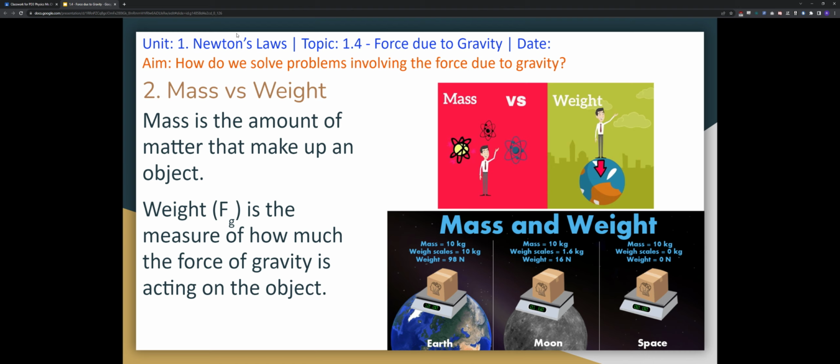Weight, on the other hand, is the measure of how strong the force of gravity is acting on you. Because the Earth's gravity is way stronger than the moon's, you would weigh a lot more on Earth than if you were on the moon. You would weigh a lot less on the moon. But your mass would always be the same. Your mass is essentially the amount of matter that makes you up. So you are always you no matter where you go. But your weight would change depending on the surface of whatever planet or celestial object that you are on.